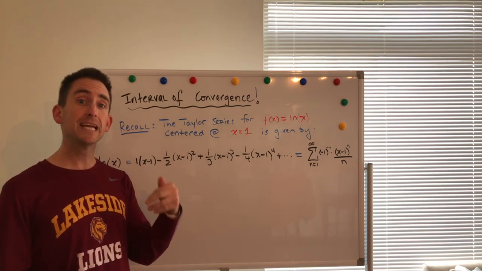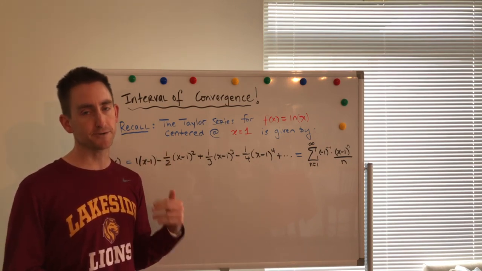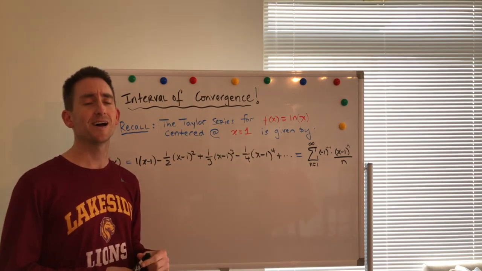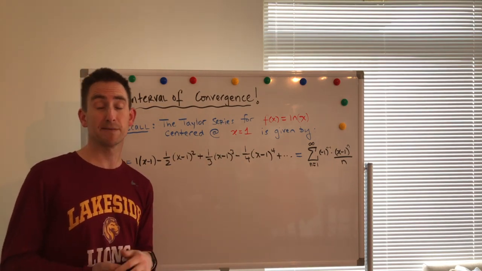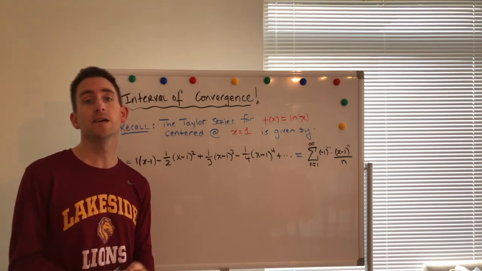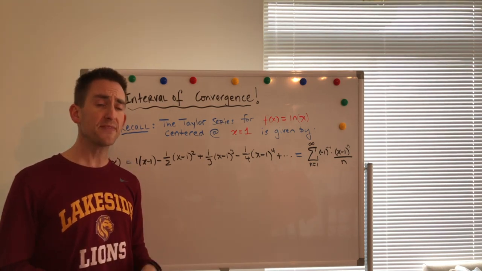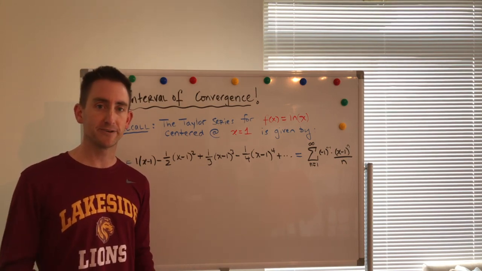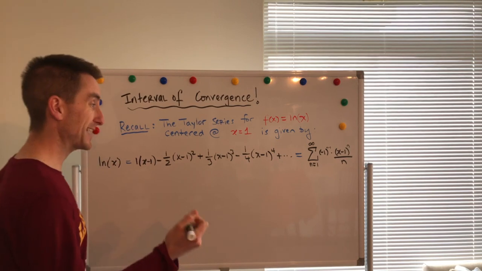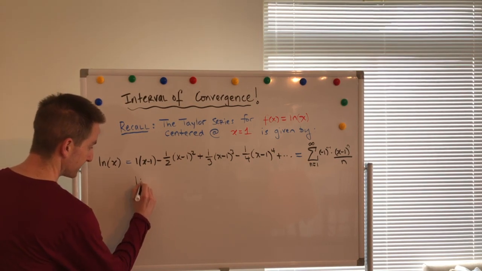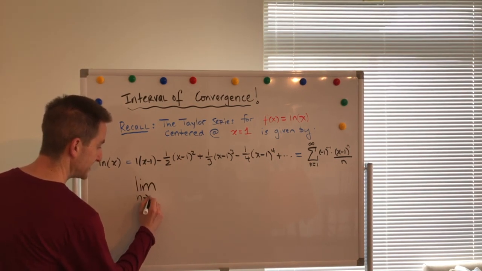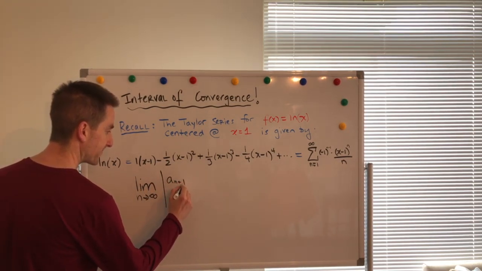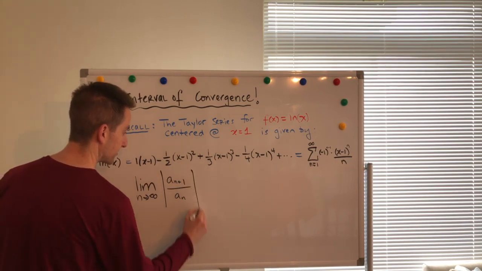In other words, if I take the ratio of two consecutive terms way out in the long list of terms, does that ratio have an absolute value less than 1? And if it does, then we know that the series will converge because it's behaving like a convergent geometric series. So what we're going to do is investigate the limit as n approaches infinity of the absolute value of the n plus first term over the nth term.